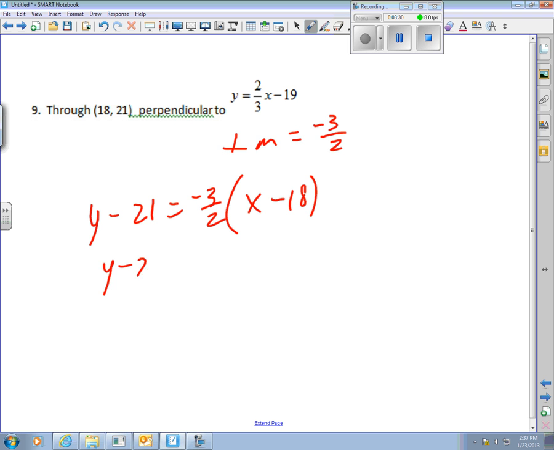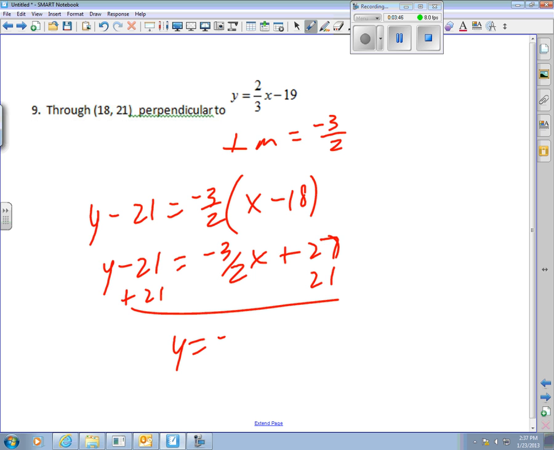And I get y minus 21 equals negative 3/2 x plus 27. Negative 3/2 times negative 18 is positive 27. Adding 21 to both sides, I get y equals negative 3/2 x plus 48.